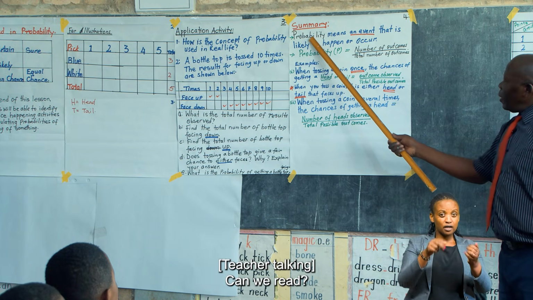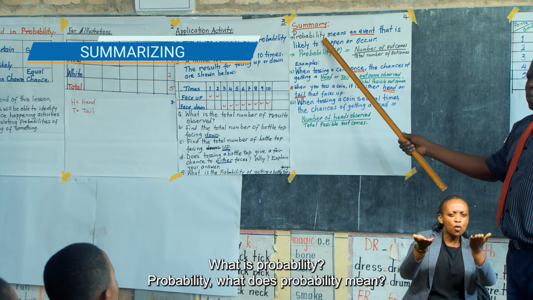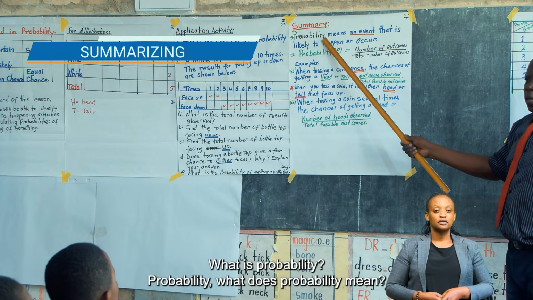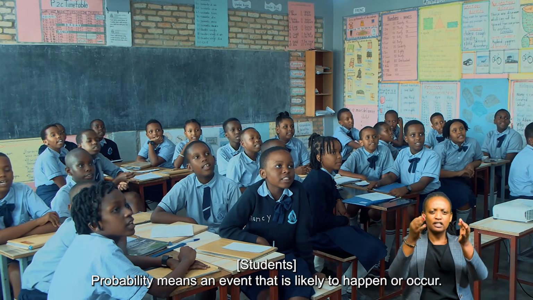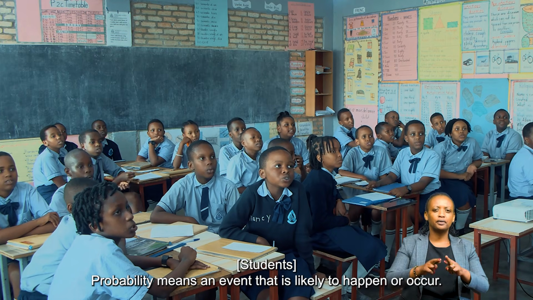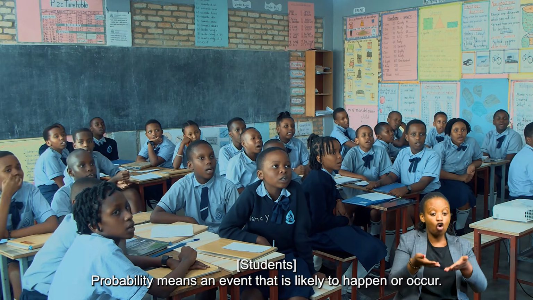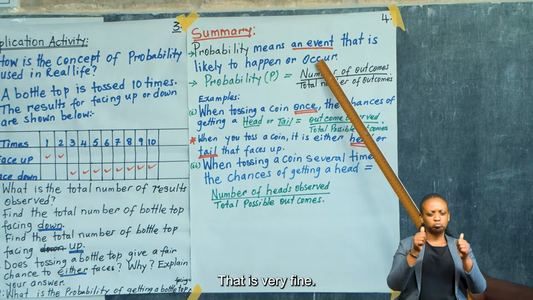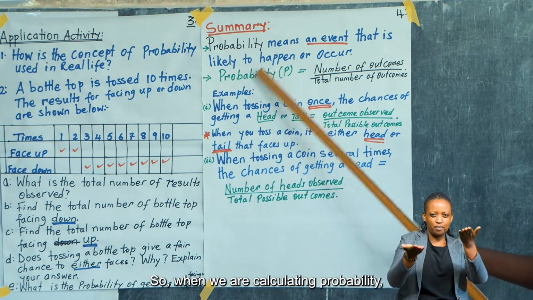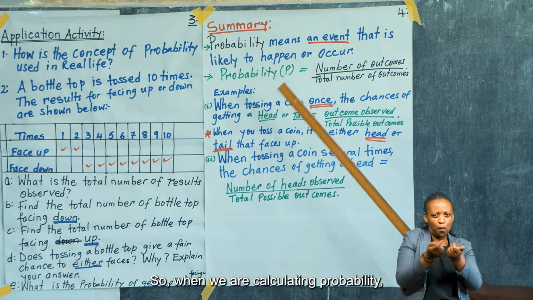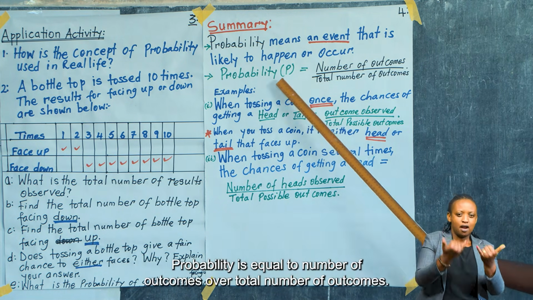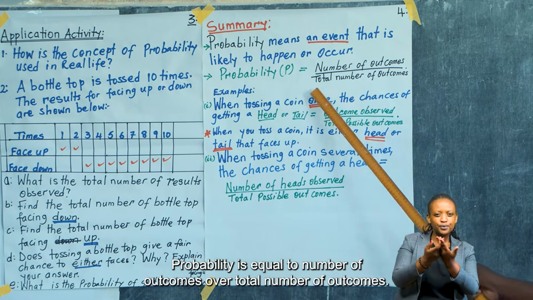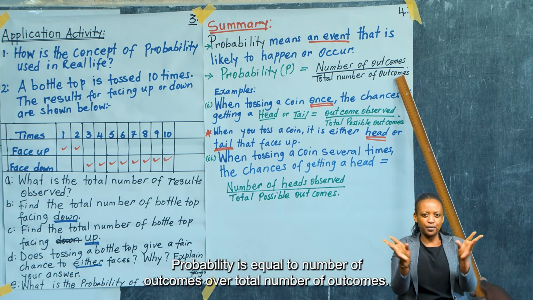Can we read what is probability? Probability, what does the probability mean? Probability means an event that is likely to happen or occur. That is very fine. So when we are calculating probability, probability is equal to number of outcomes over total number of outcomes.